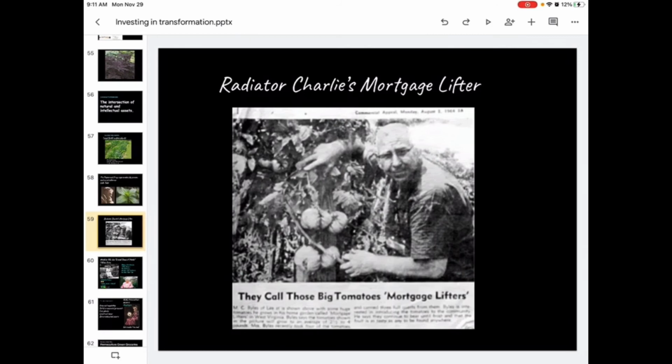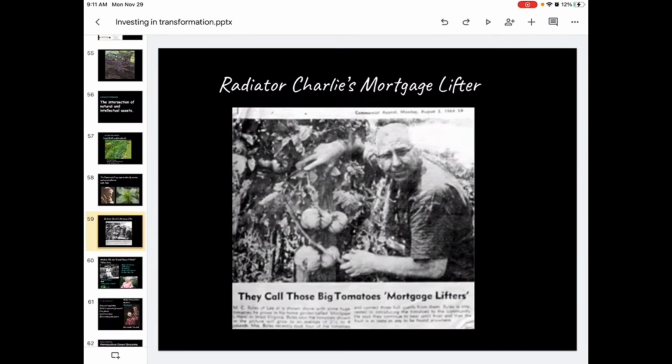So again, we're looking at something that was not only a generative asset because it produced tomatoes that he could sell, but it was also a procreative asset because the tomato plants made more tomato plants, and he was master and owner of the tomato plants.